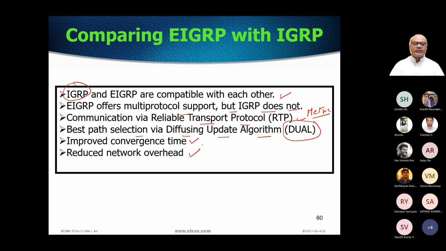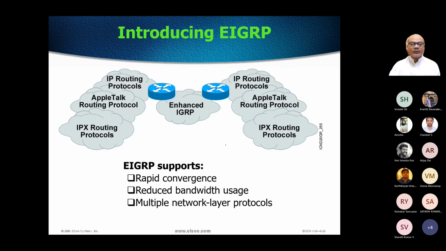As I told you, convergence is very fast, even compared to your OSPF. EIGRP supports rapid convergence, reduced bandwidth usage, and multiple network layer protocols. It is going to work with all your IP routing, AppleTalk, and IPX protocols. It supports almost all applications and the lower layers in your OSI model as well.